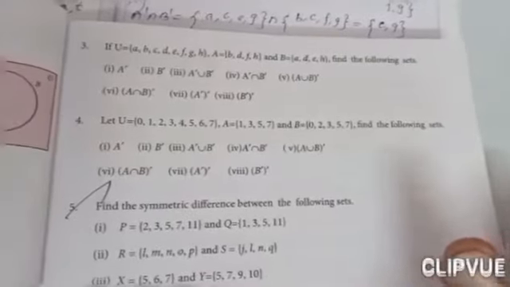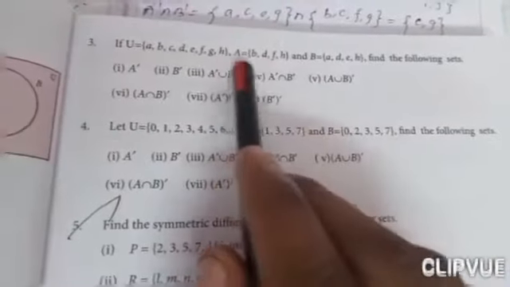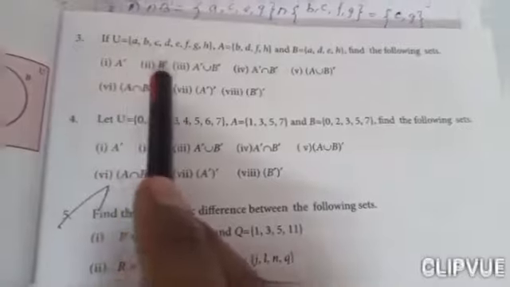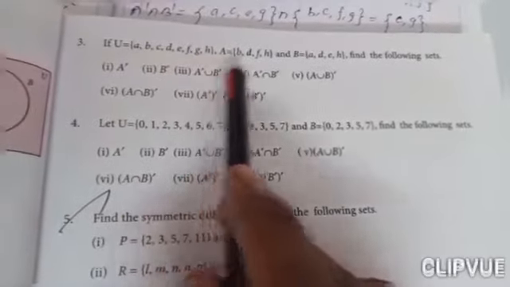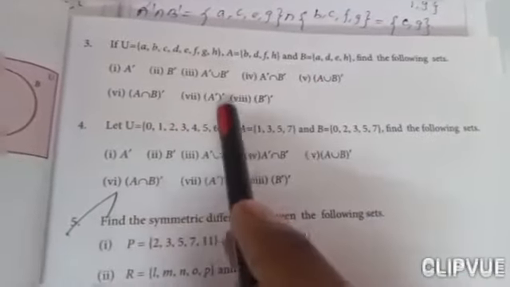Next we pass on to the third Roman numeral in Exercise 1.3. If the universal set elements are A, B, C, D, E, F, G, H, set A has the elements B, D, F, H, and set B has the elements A, D, E, H, find the following sets: A dash, B dash, A dash union B dash, A dash intersection B dash, A union B the whole dash, A intersection B the whole dash, A dash of dash, B dash of dash.